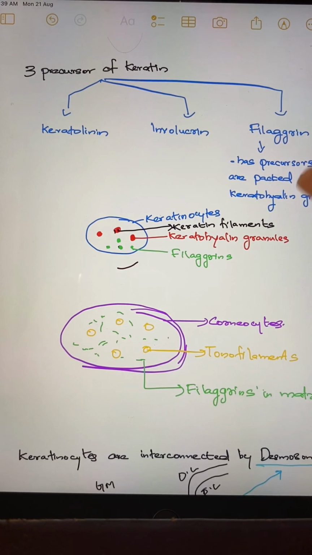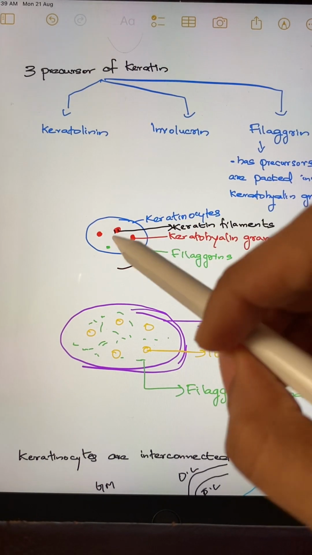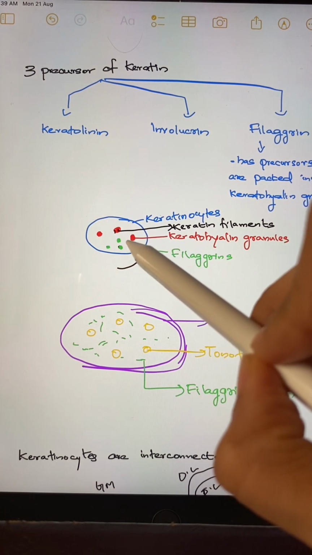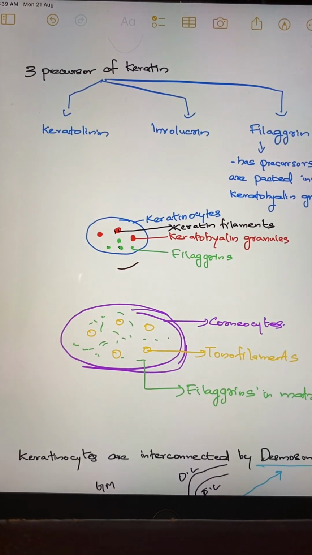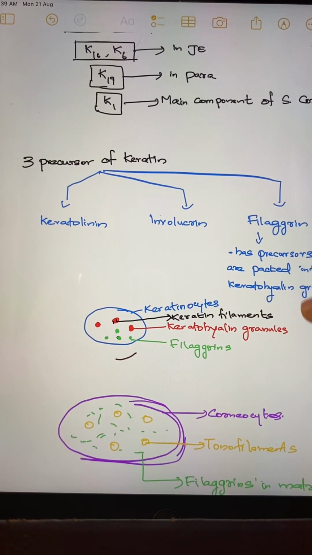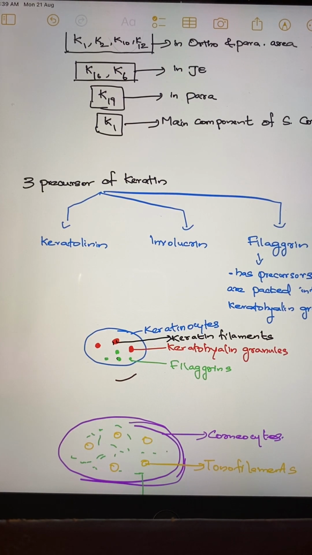This filaggrin has precursors that are packed into the keratohyalin granules. That's why when you go up, we can see the keratohyalin granules. When we see this picture, you can see these are the keratohyalin granules. Inside that, the filaggrins are packed. They are the precursor. So when they go to the upper layers, we can see the keratohyalin granules and filaggrins.